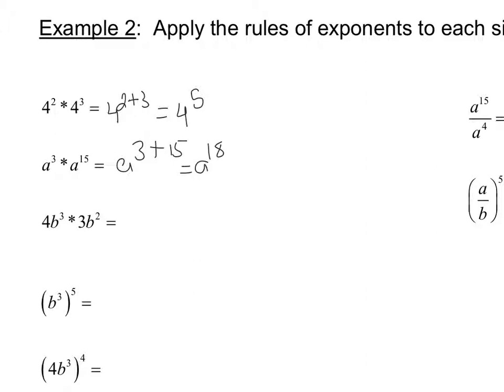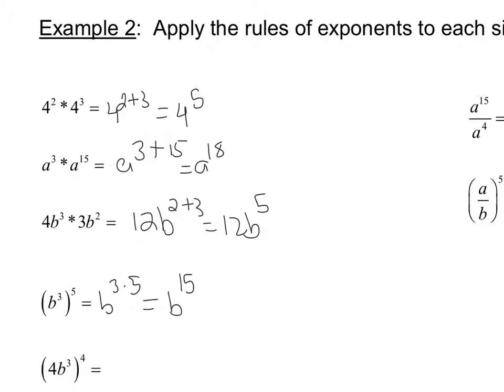Okay, here. So, you have 4 and you have 3, so multiply those first, so you get 12. And it'd be B to the 2 plus 3, which is 12B to the 5th. Power to a power, you multiply, so this would be B to the 3 times 5, which is B to the 15th.